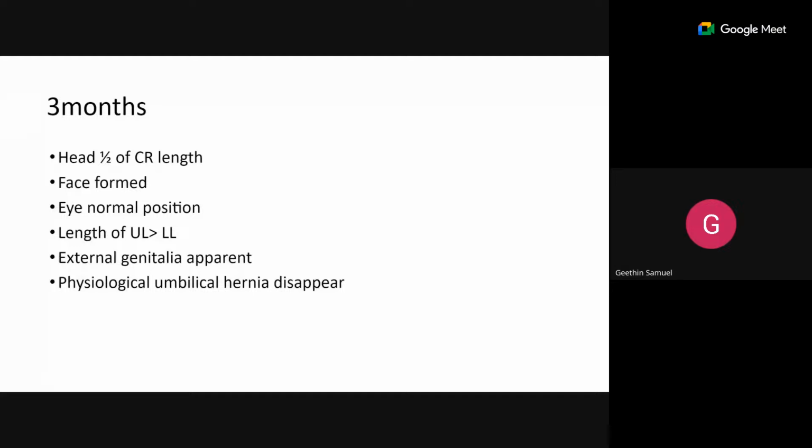The face is formed. Then in the 3rd month, the eyes will come to a normal position. Usually in the beginning they were laterally placed. Then they come to the front. The length of the upper limb will be more than the lower limb in the 3rd month. The external genitalia will be apparent, and you will be able to know the sex of the fetus by about the 12th week.